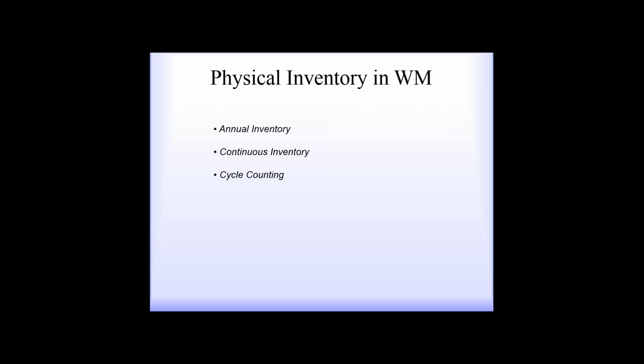The physical inventory process in warehouse management. We have different methods in warehouse management, so you see the annual inventory method, continuous inventory method, cycle counting. Okay, all these methods can be applied. Also the manual inventory count can be applied. I'll explain what settings and master data settings are required in SAP, and how we perform this inventory counting using these methods in WM.